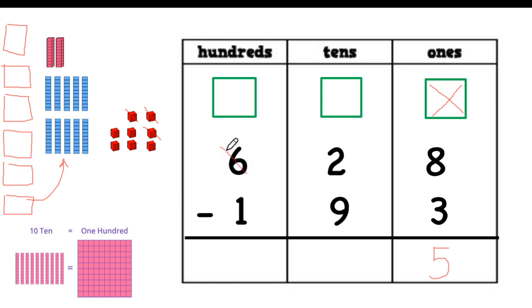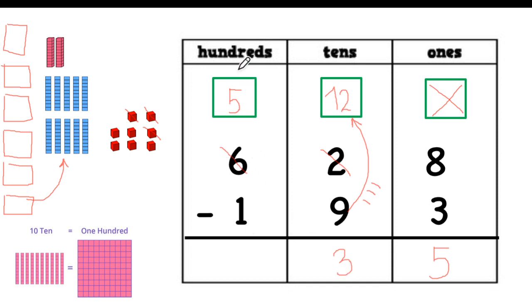So this number will change to 5. And when I borrow the group of 10 tens, I will have not only 2 tens here, I will have 10, 11, 12. I will have 12 tens. This number will change into 12. I borrowed the 100 from the hundreds and they will have only 5 left. Now I will count on from 9 to 12. 9, 10, 11, 12. How much is it? It's 3.